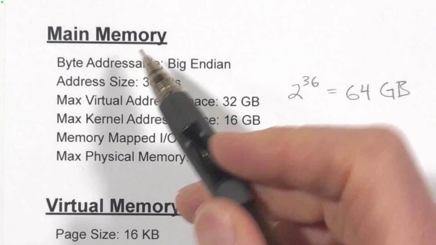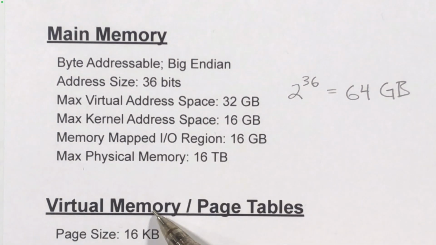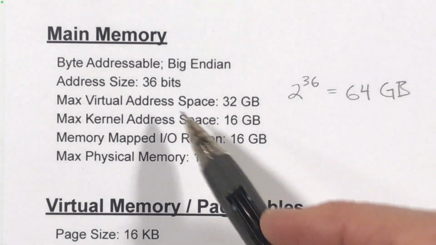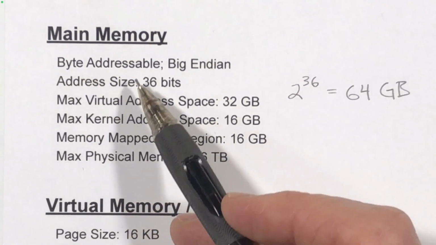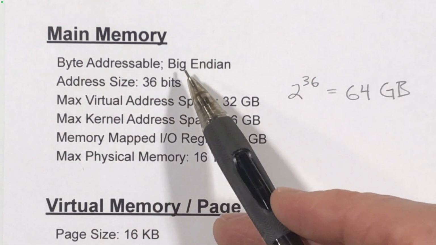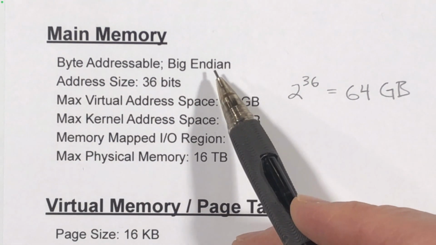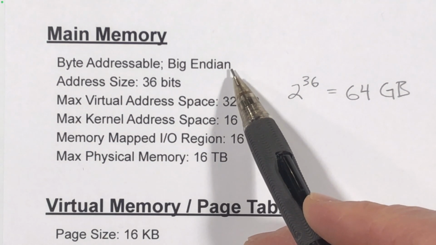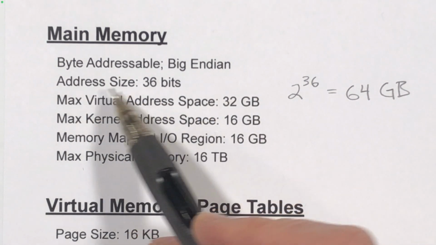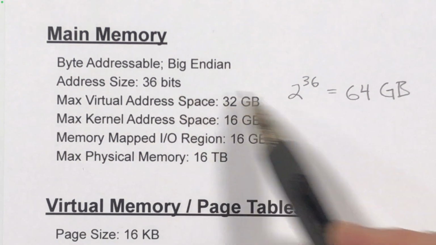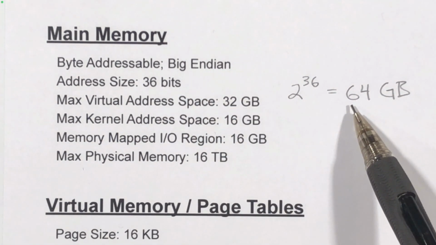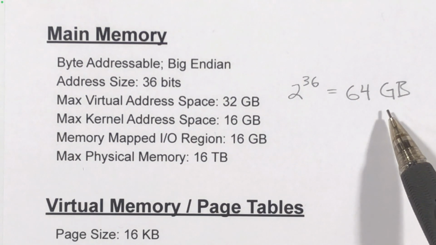Next, let's talk about main memory and virtual address spaces and how the page tables are organized. This is where the Blitz architecture differs from other computers pretty significantly. Main memory is byte addressable, and multi-byte quantities like integers are stored in big Endian order. Program-generated addresses are 36 bits in length, and this means that we can directly address up to 64 gigabytes.